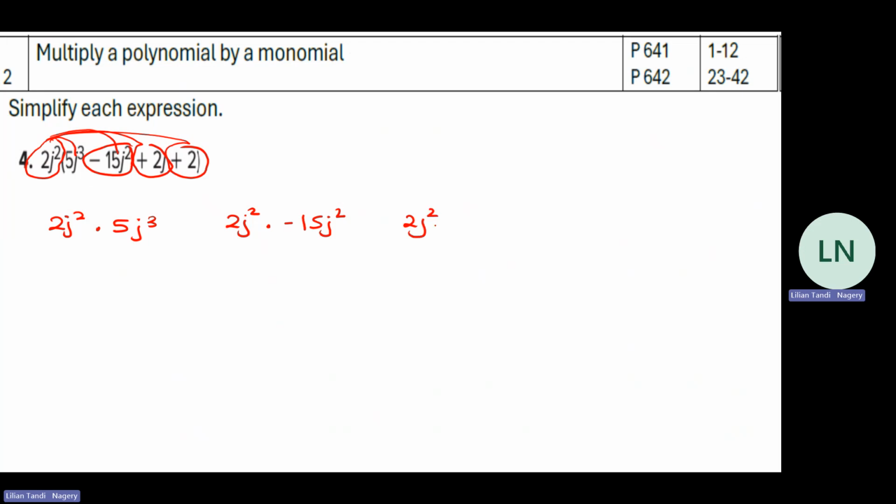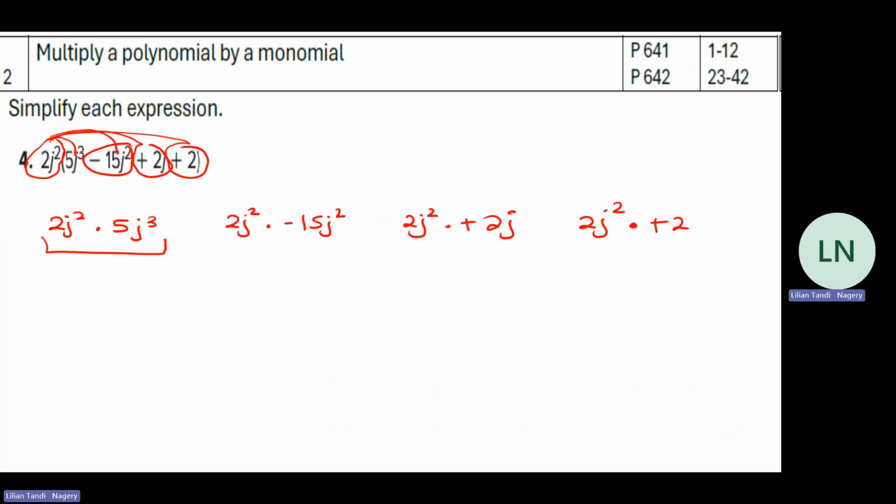2j squared times positive 2j. 2j squared times positive 2. Now you answer this.